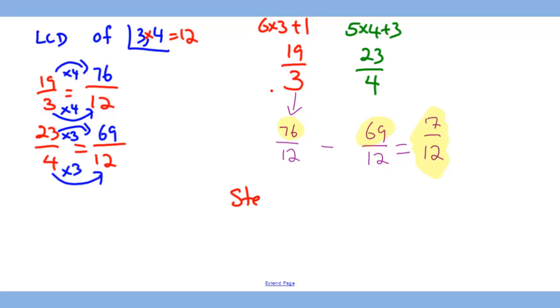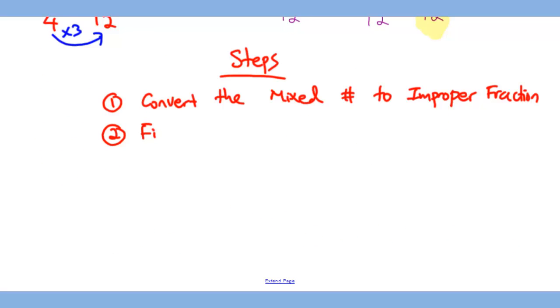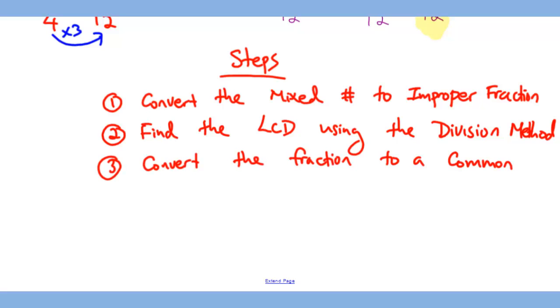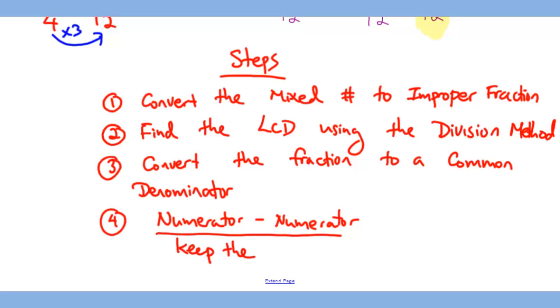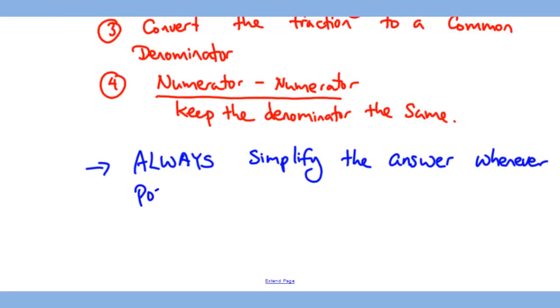Let's go over the steps for the improper fraction algorithm. The first thing you need to do is convert the mixed number into an improper fraction. Then you will find the LCD of the two denominators using the division method. 3. You will convert the fractions to a common denominator. And the last step is to subtract the numerators and keep the denominator the same. The last thing is, whenever possible, always simplify the answer.